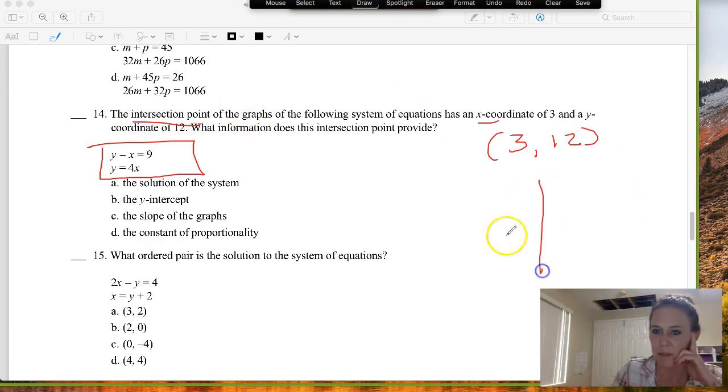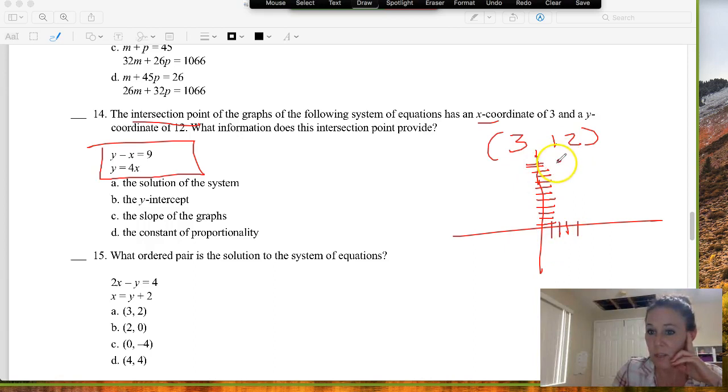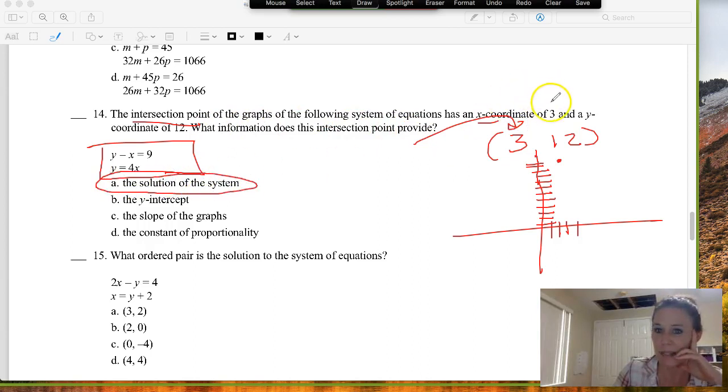So that means on a graph, 1, 2, 3, up 12. Let's make 3 be right there. 1, 2, 3, up 12. This is really bad, and it's not to scale, obviously. So this point is where these two graphs intersect. It's a solution to the system of equations. So what information does this point provide? It provides the solution. That's all it's asking.